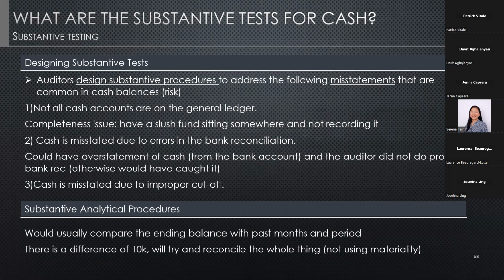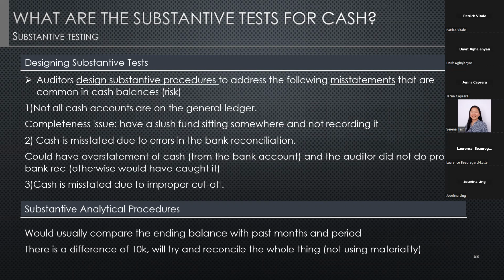But what you have to retain from this is that not all cash accounts are on the general ledger. So we're having auditing procedures to make sure that there's not a completeness issue, that there's not just an amount somewhere that we don't know. So we have to go test that, see if there's a missing amount. There could be cash missing due to errors in the bank rec. That's why we're going to be doing the reperformance, doing the bank rec.